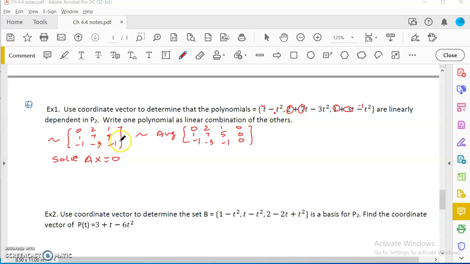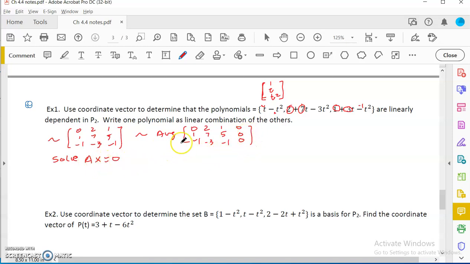By definition, these polynomials can be written as column vectors of their coefficients: the coefficient of 1, the coefficient of t, and the coefficient of t squared. So that's how we form this. So t minus t squared becomes 0, 1, negative 1, etc. And to determine dependence, we have to determine if these vectors are dependent. That is to solve Ax equals 0, right?